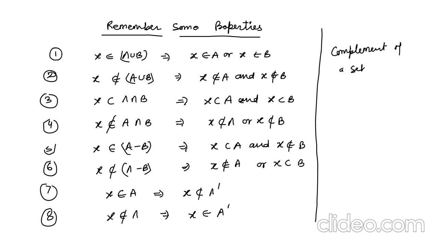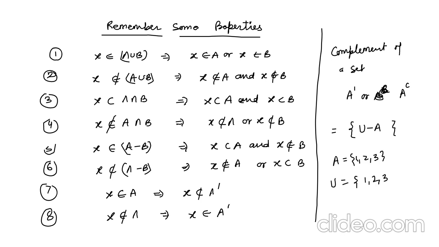Complement of a set, we denote it as A dash or A complement, that means A C. A dash or A complement equals the universal set minus A. That means all those elements which belong to U minus A. If A equals 1, 2, 3 and the universal set has 5 elements, 1, 2, 3, 4, 5, then the complement of A has only 2 elements, 4 and 5, which don't belong to A.